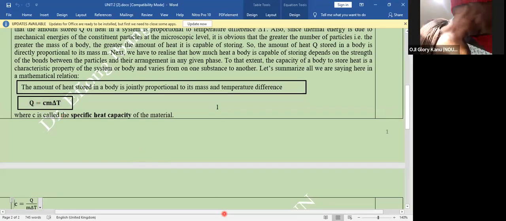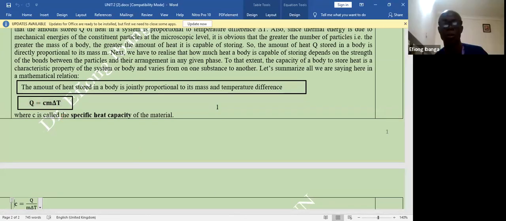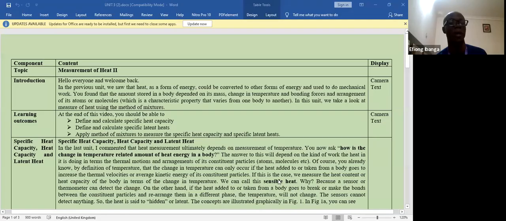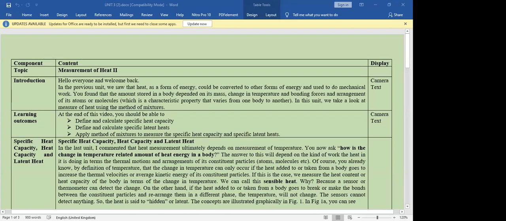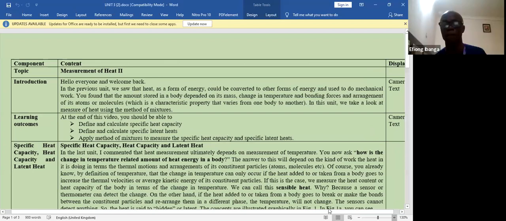All right. So now let us continue this discussion. And let me share another script that is going to allow us to continue our discussion on this. All right. So let me take you to the next script. All right. Can you see this script, my second script here, very well? Measurement of heat too. Can you see it clearly? Yes, sir. Yes. All right. Very well.